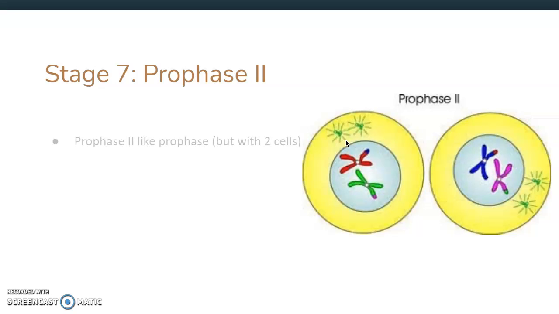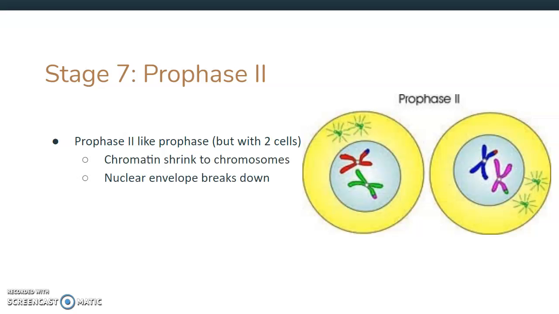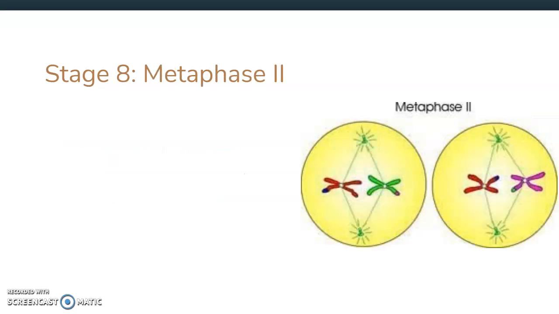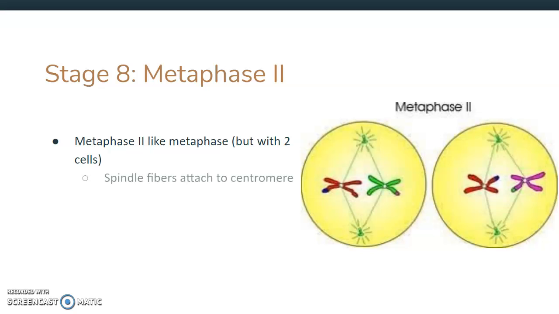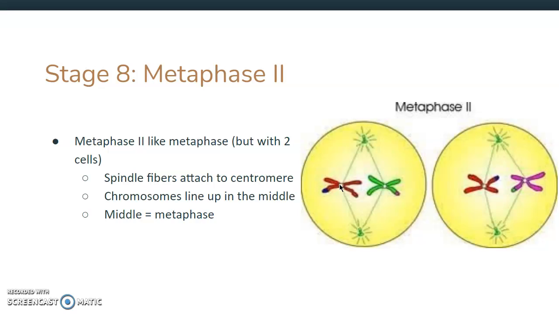And then we have prophase II. This is just like prophase, but now we have 2 cells, and each of them are going to do it at the same time, but in their own cell. So chromatin, spaghetti-like stuff, shrinks to chromosomes, which look like X's. Our nuclear envelope breaks down, and our spindle fibers appear. Then we have metaphase II, which is just like metaphase, but with 2 cells. So again, they're going to go through it at the same time. Meta, we think of middle, so our chromosomes line up in the middle, and we also have spindle fibers attached to the centromere, which is the middle of our X, and again, meta, middle.